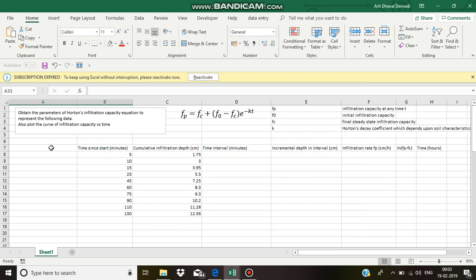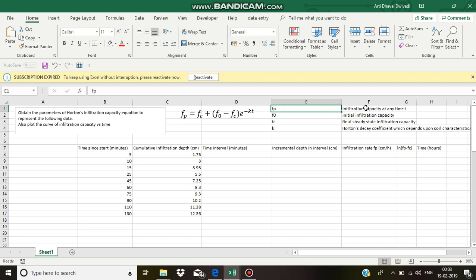Now let us obtain the parameters of Horton's infiltration capacity equation to represent the following data. Also plot the curve of infiltration capacity versus time. We'll be using this equation. It is the Horton's infiltration equation. Fp is equal to Fc plus F0 minus Fc e raised to minus kT.